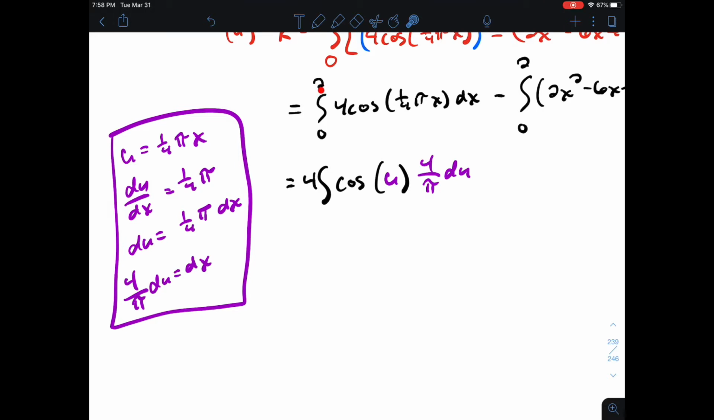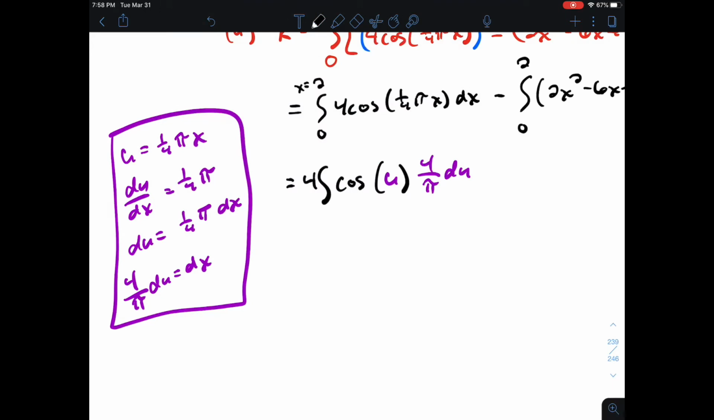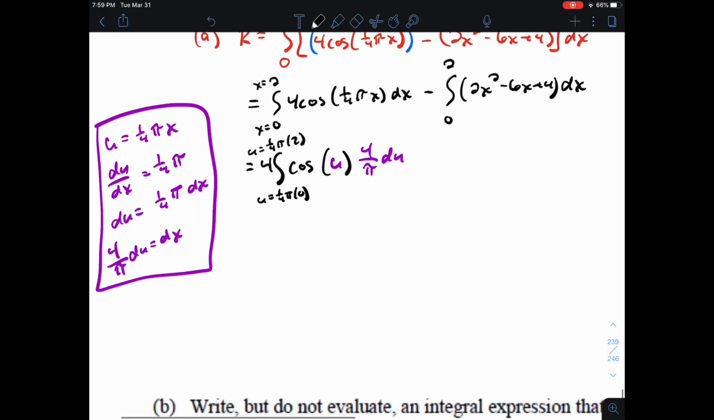The upper limit was a 2. But this upper limit that you see here is an x equals 2, and this 0 is an x equals 0. Well, if I'm replacing the x's with this u, to figure out what u is, I've got to take 1/4 pi times 2. So u is going to be 1/4 pi times 2, which is going to be pi over 2. And here on the bottom, u is going to be 1/4 pi times 0, which is going to be 0.